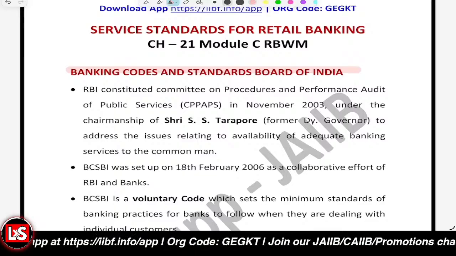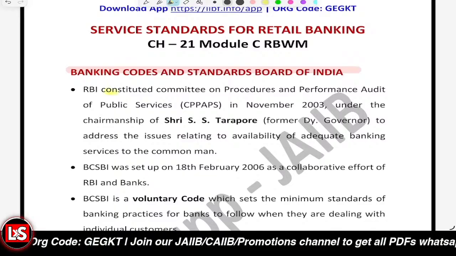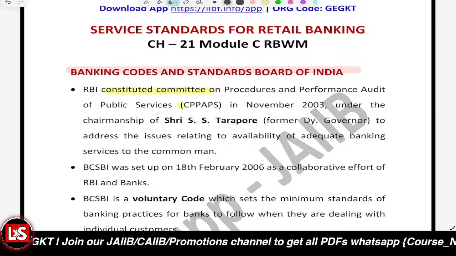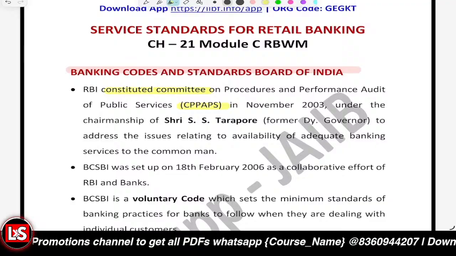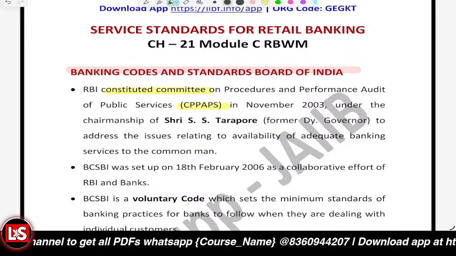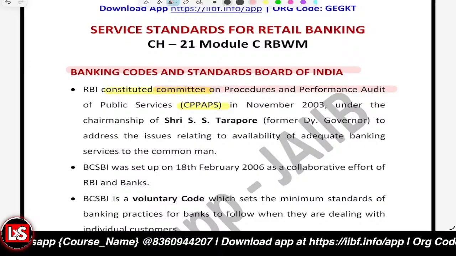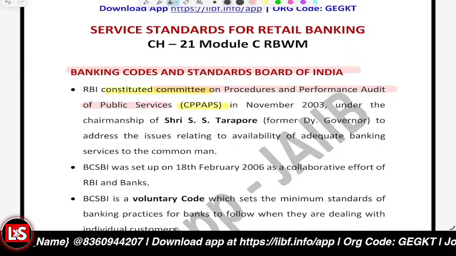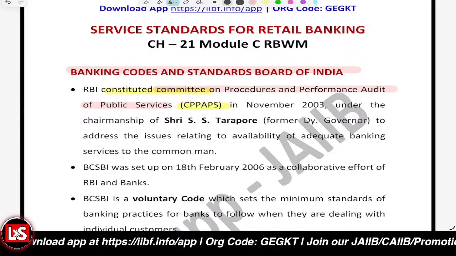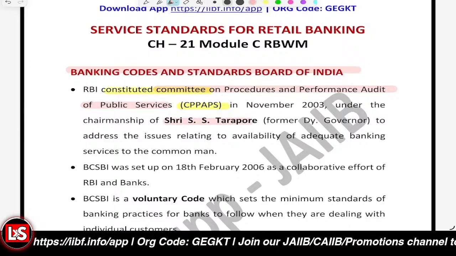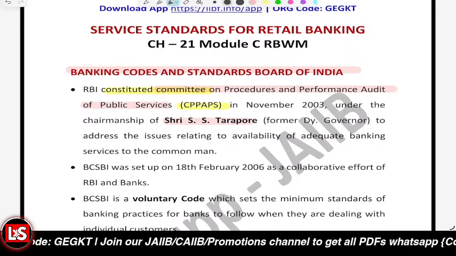So now let's have a look at it. RBI actually constituted a committee, and that was the CPPAPS. Now, what is CPPAPS? That is the Committee on Procedures and Performance Audit of Public Services. Whatever the procedures and performance related to public services, there was a committee formed by the Reserve Bank of India in 2003, right? And it was under the chairmanship of Shri S.S. Tarapore, who was the former Deputy Governor of the Reserve Bank of India.